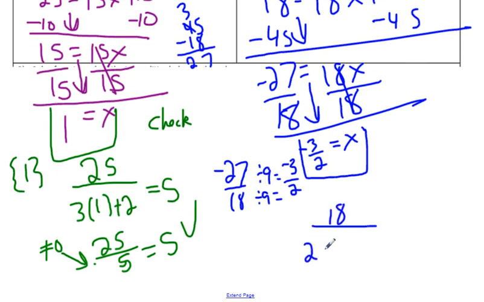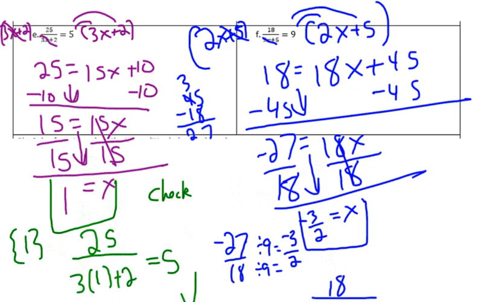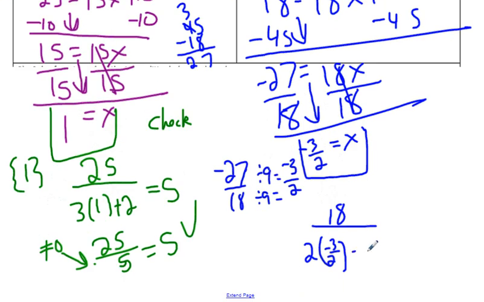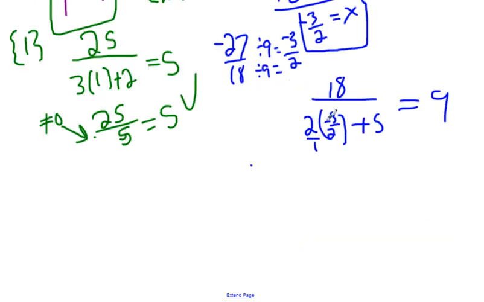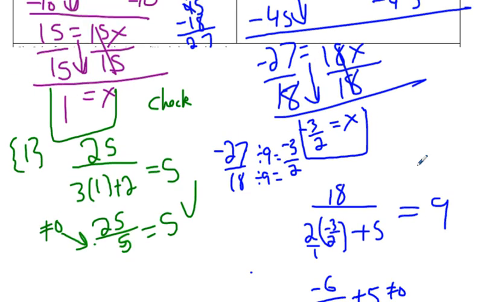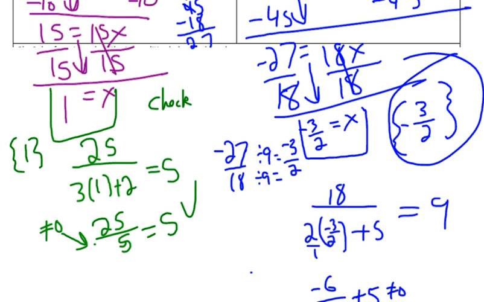18 over 2 times negative 3 over 2. Look at the original equation. Plus 5 equals 9. So 2 over 1 times negative 3 over 2. 2 times 3 is negative 6 over 2 plus 5 does not equal 0. This does not make the denominator equal 0. Therefore, this is a viable solution. So our solution is negative 3 over 2, or negative 1.5.